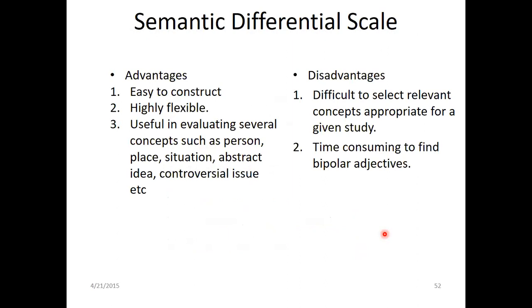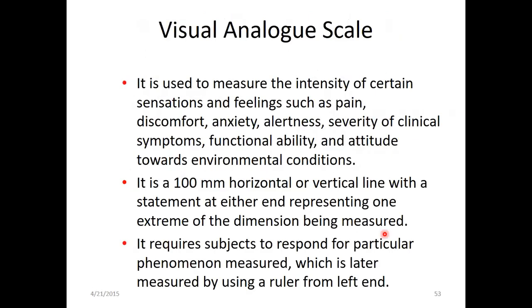Okay, so those are some of the advantages and disadvantages. But maybe I should mention number 3, an advantage: it is useful in evaluating several concepts such as persons, situations, abstract ideas, and controversial issues. All right, then you have the visual analog scale. Here, you use this to measure the intensity of a certain sensation or feeling such as pain, discomfort, anxiety, alertness, etc.